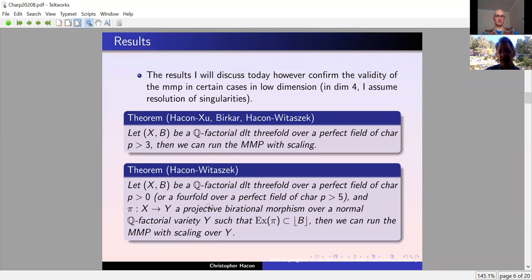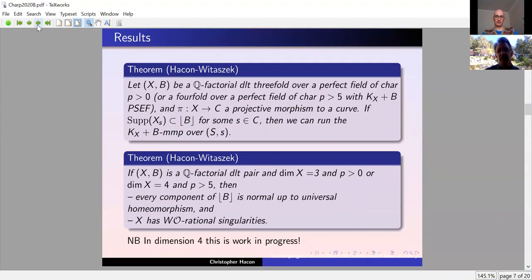The second theorem is that for threefolds in any characteristic, or fourfolds in characteristic greater than 5, we have the minimal model in the birational setting. The third result is that under the same hypothesis, we have the minimal model program for families over a curve. And then the final result was essentially a corollary of these results, saying something about how this helps us to understand the singularities of DLT pairs and the behavior of these varieties.